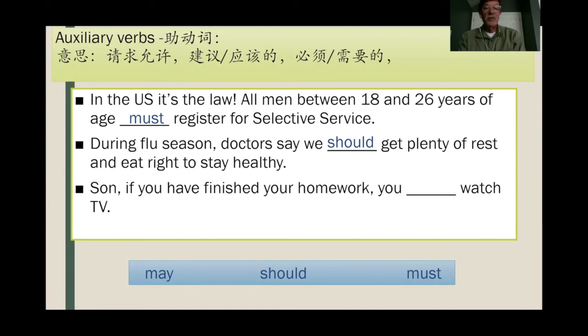Son, if you have finished your homework, you blank watch TV: should watch TV, must watch TV. Well, you don't have to tell your kids very often you must watch TV. So the answer would be may. There you go. Pretty simple. Okay.